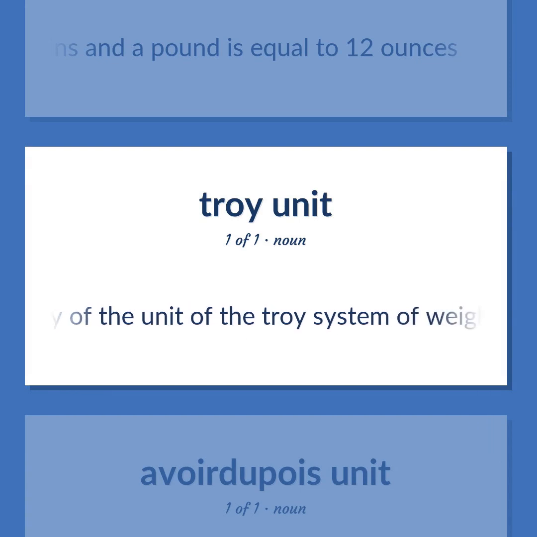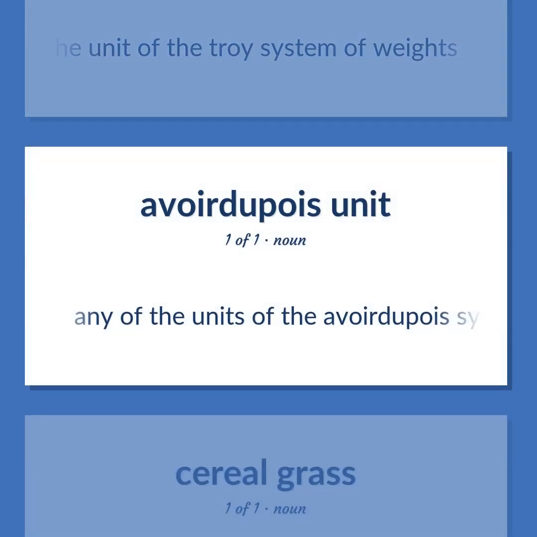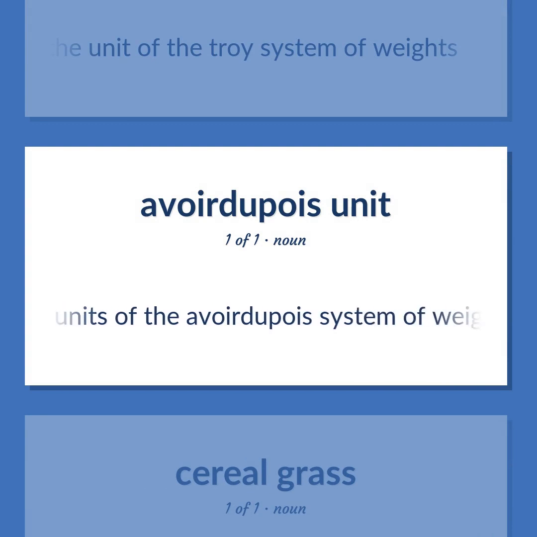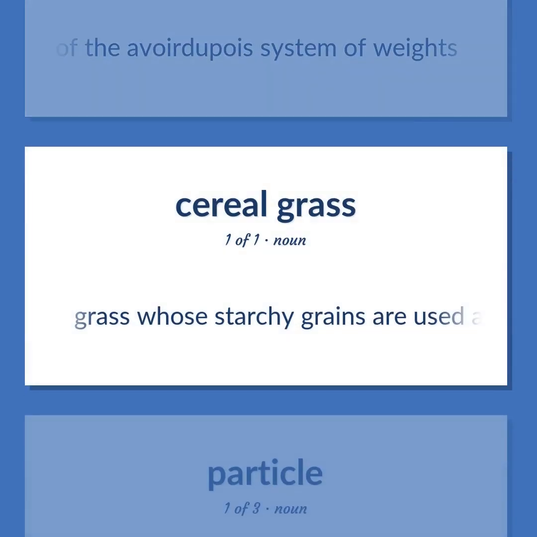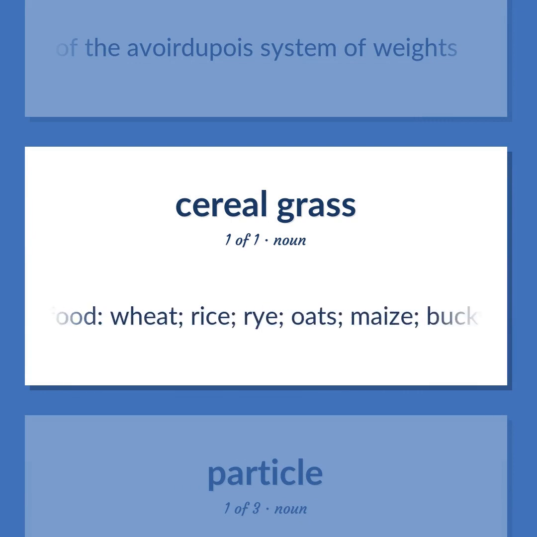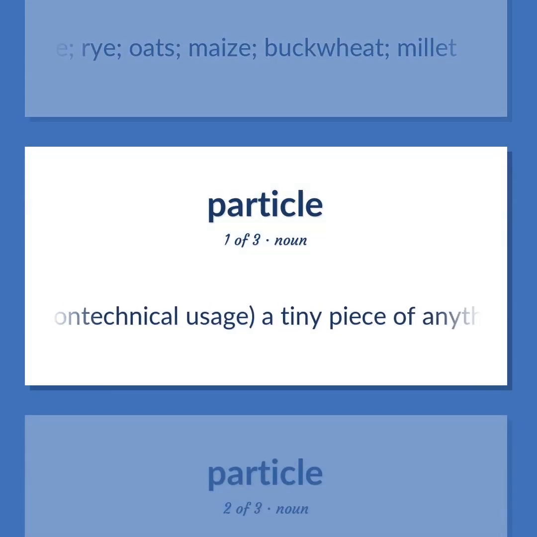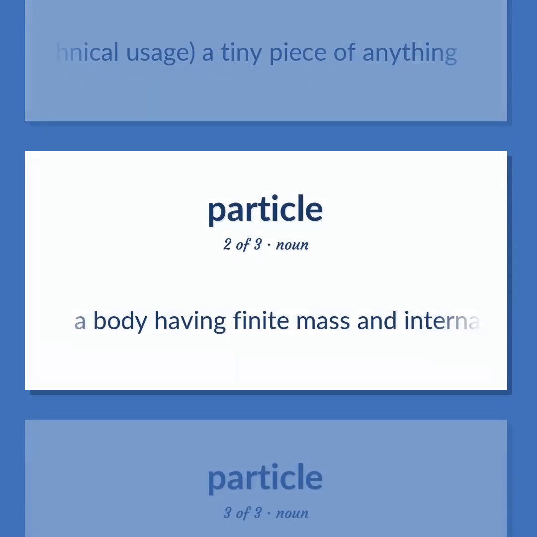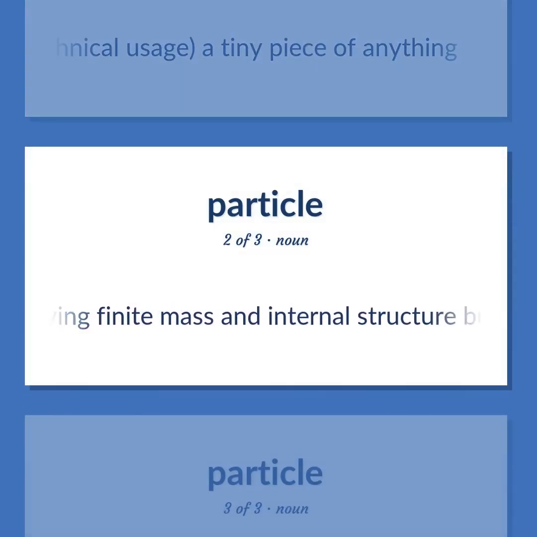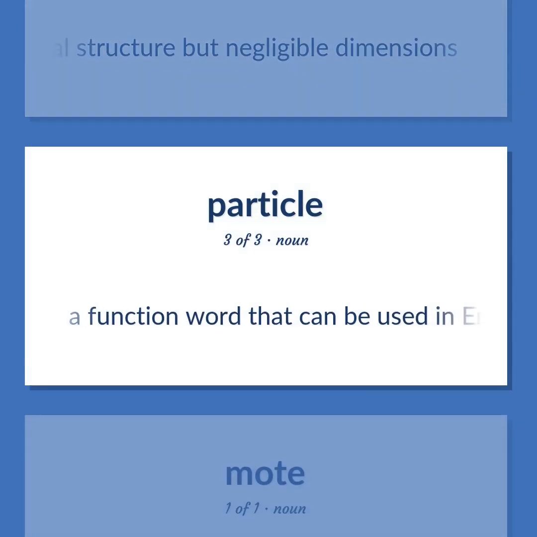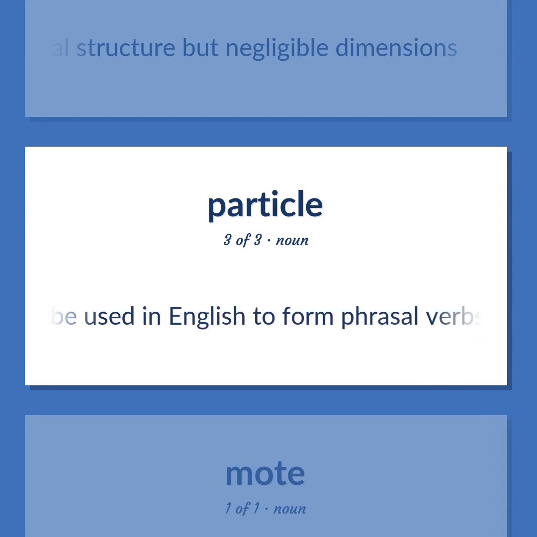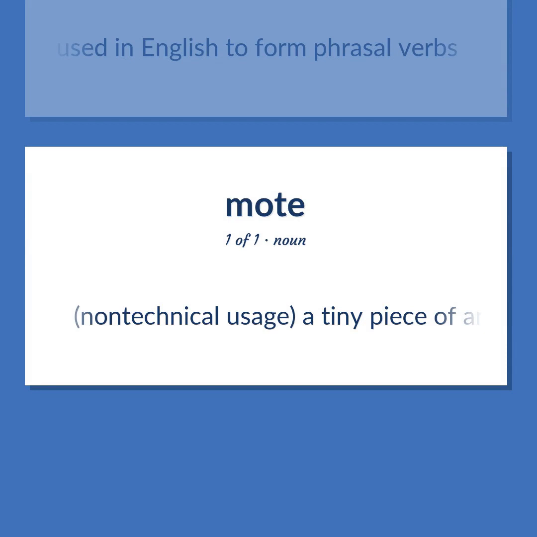Any of the units of the Troy system of weights. Any of the units of the avoirdupois system of weights. Grass whose starchy grains are used as food. Wheat, rice, rye, oats, maize, buckwheat, millet. Non-technical usage, a tiny piece of anything. A body having finite mass and internal structure but negligible dimensions. A function word that can be used in English to form phrasal verbs. Non-technical usage, a tiny piece of anything.